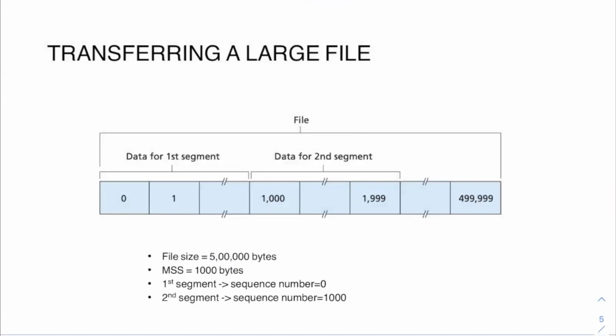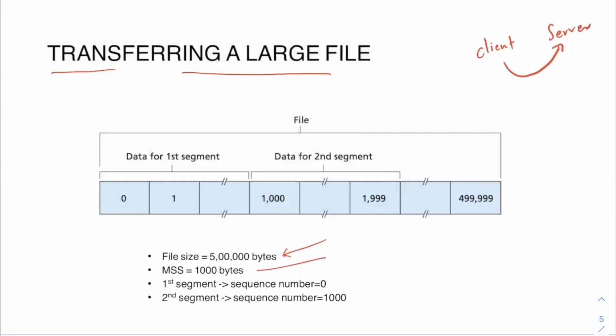Let's first try to understand what the sequence number is with the help of this example. Here we are trying to transfer a large file. Let's say you have a client and you have a server, and this client wants to send this large file to the server. If you see, the size of the file here is around 5 lakh bytes, so this is a very large file.